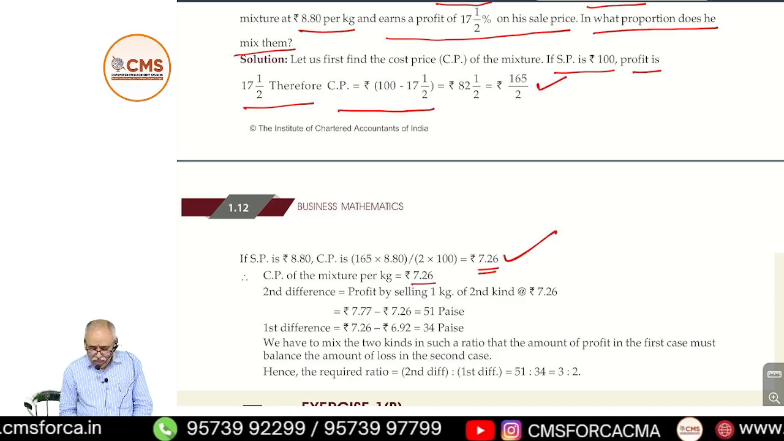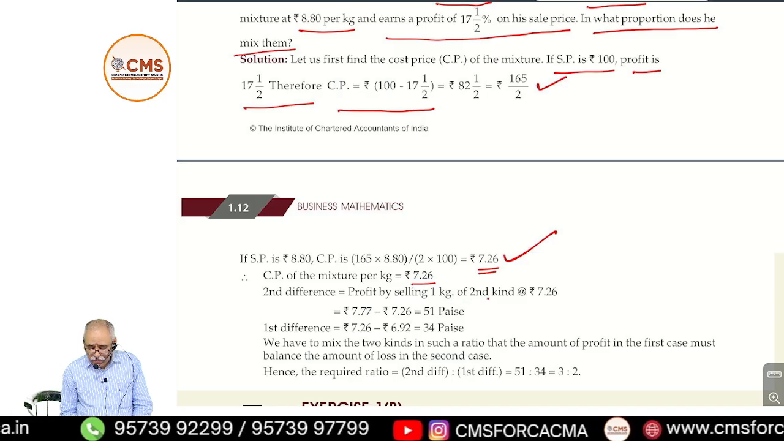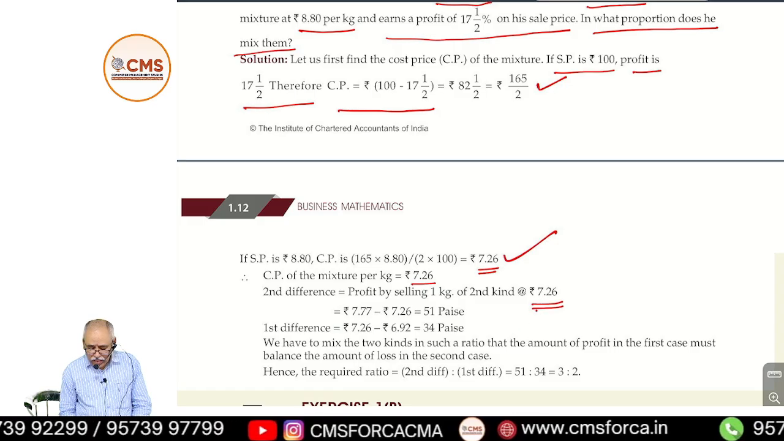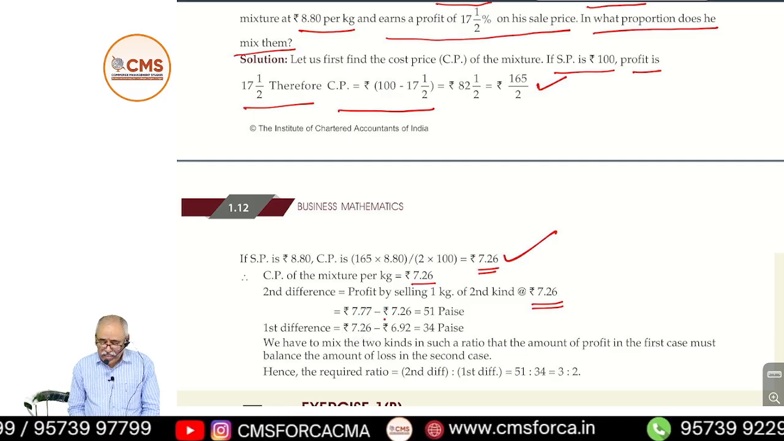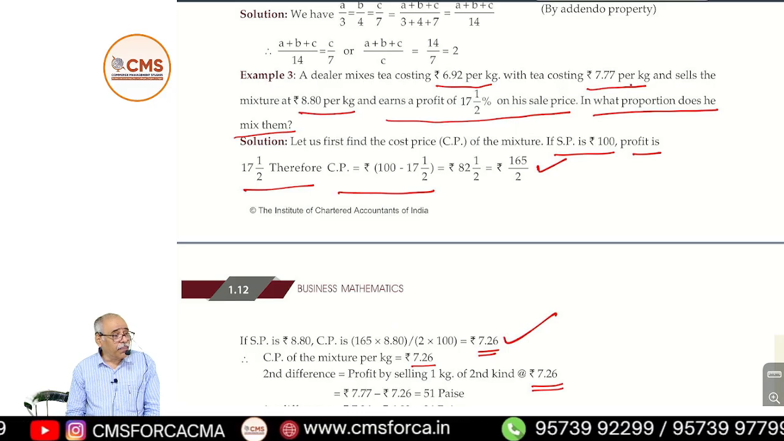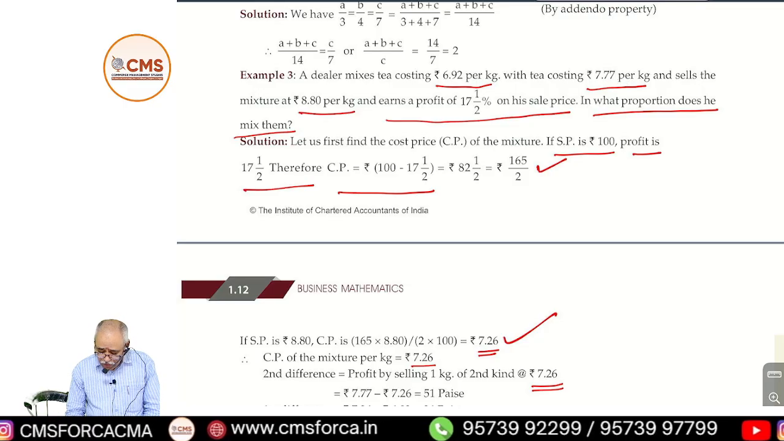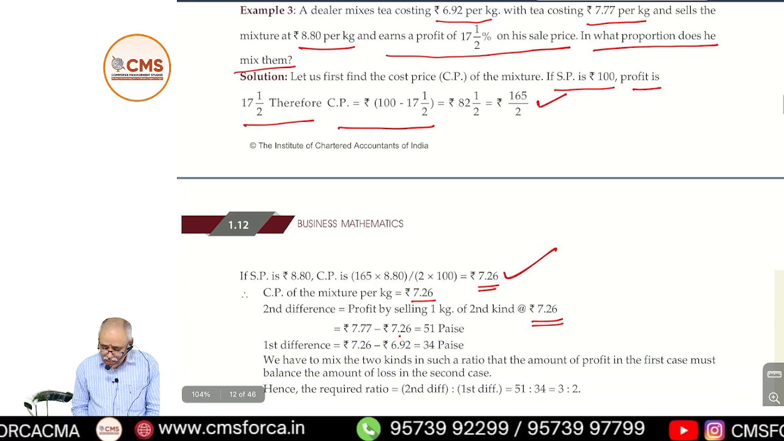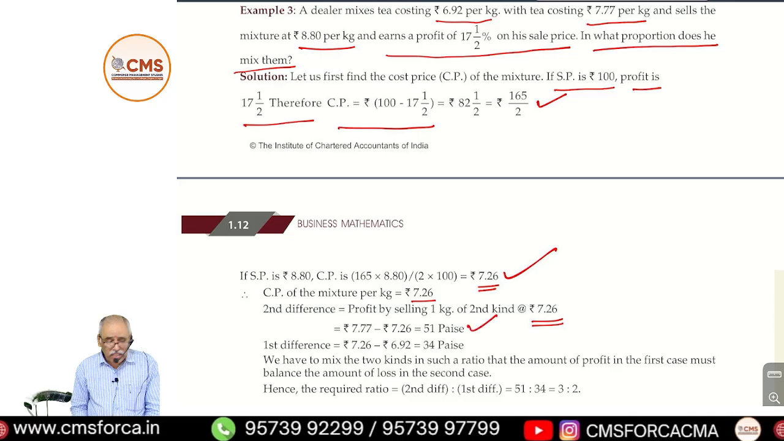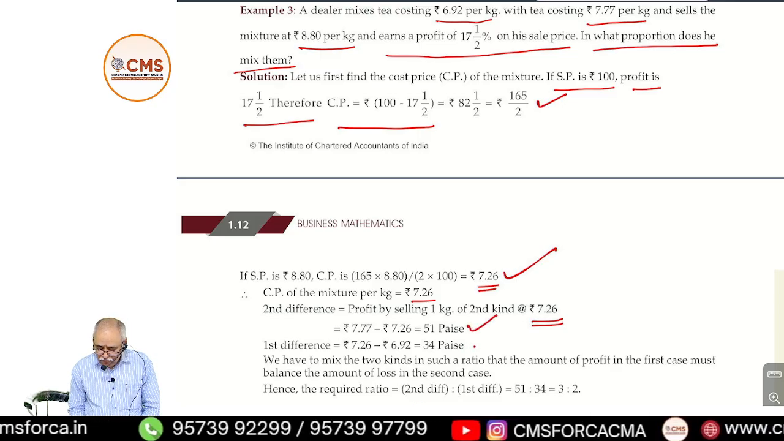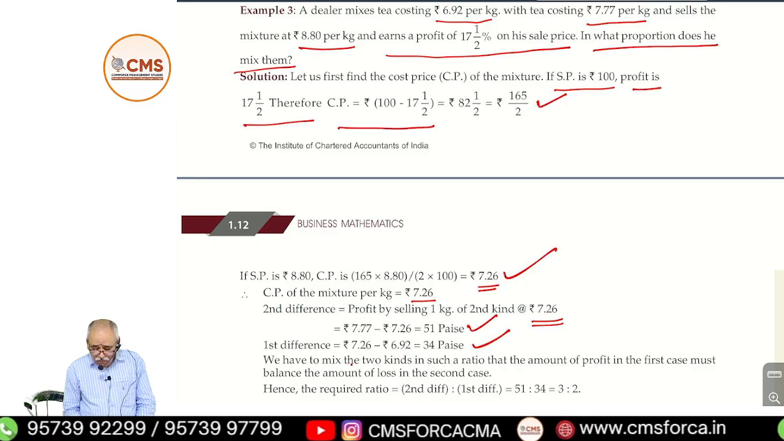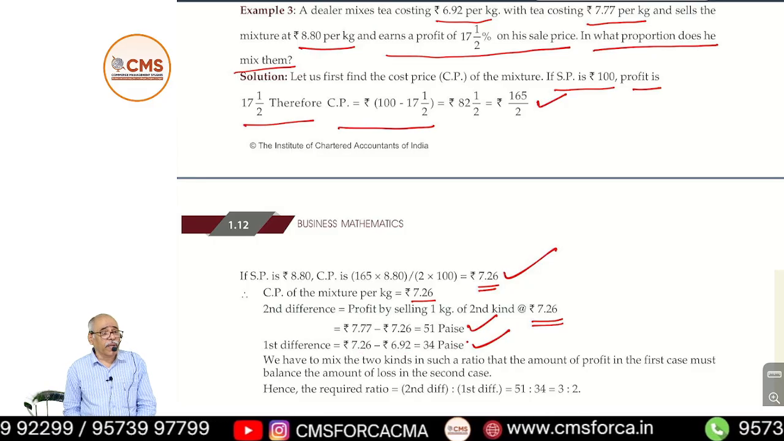Now the second difference, profit by selling 1 kg of second kind. How much profit? At the rate of 7 rupees 26 paisa. Original 7 rupees 77. Where did you get 7 rupees 77? Here they gave it. Second type cost is 7 rupees 77 paisa minus 7 rupees 76 paisa. In the second one, the difference is 51 paisa. In the first one, the first type is 6 rupees 92 paisa each kg. There, the difference you got is 34 paisa.